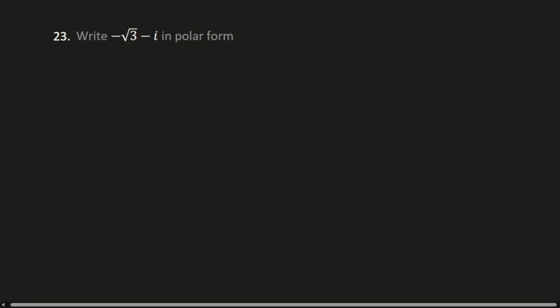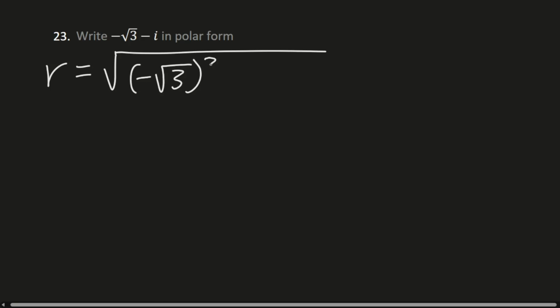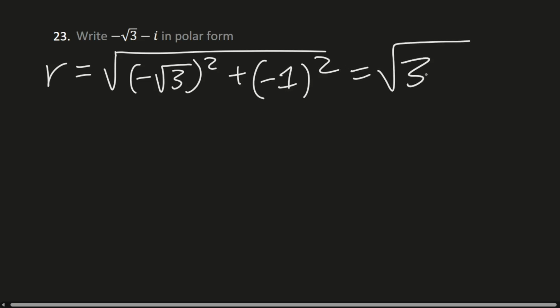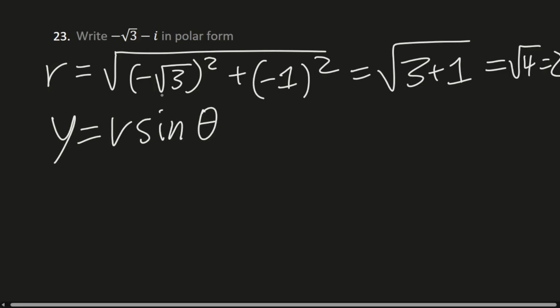Okay. Question 23. Let's find the modulus. Negative square root of 3 squared plus negative 1 squared. Okay, that's going to be 3 plus 1, which is equal to square root of 4, which is equal to 2. Okay, I'm going to choose y is equal to r sine theta, because I don't want to work with the square root. Plug in my value for y.